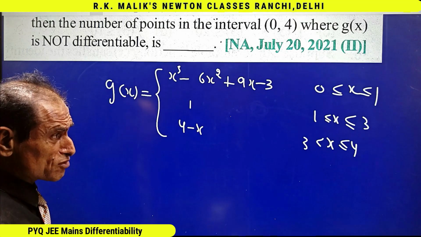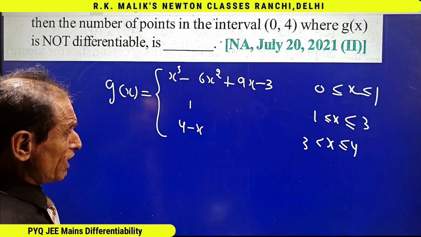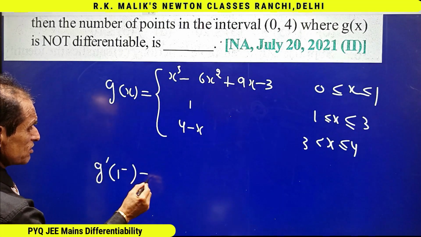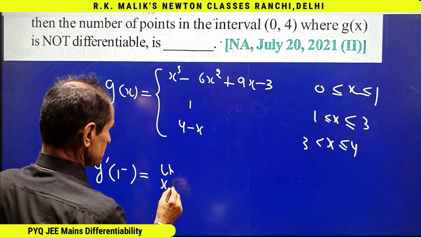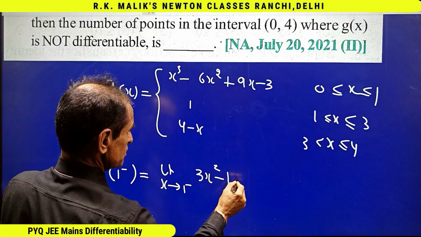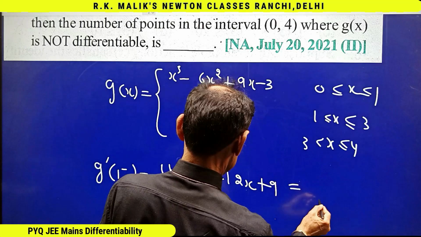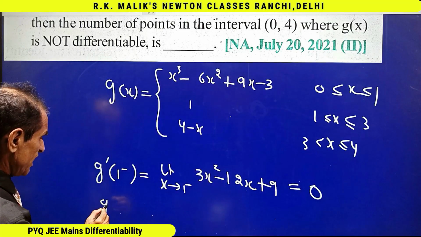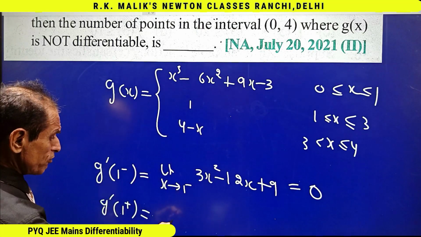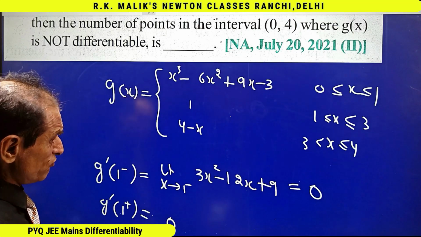And now, because it is continuous at 1 and 3, let us check the differentiability at 1 first. For g dash 1 minus, limit x tends to 1 minus of the derivative of this, that is 3x square minus 12x plus 9, and this is 0, and g dash 1 plus is clearly 0 because the derivative of 1 is 0. Hence I can say the function is differentiable at 1.